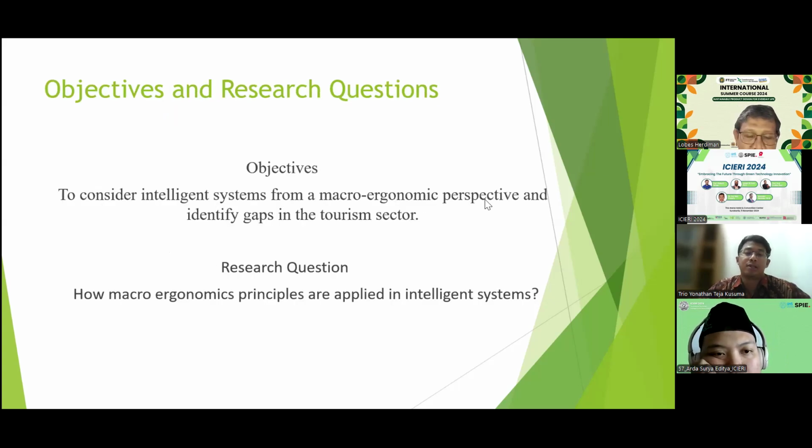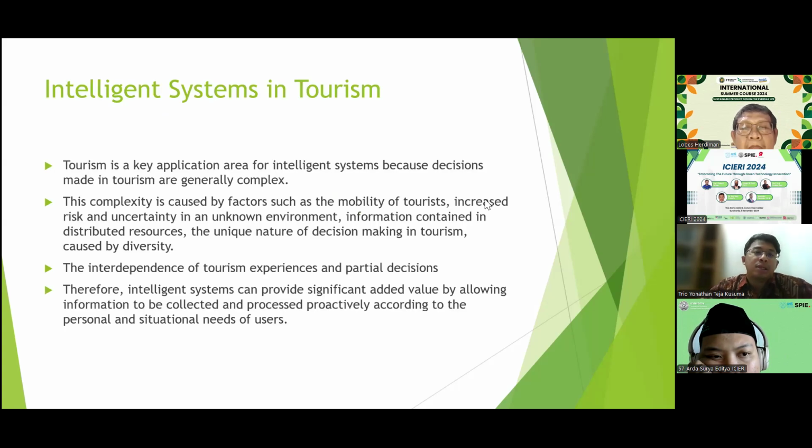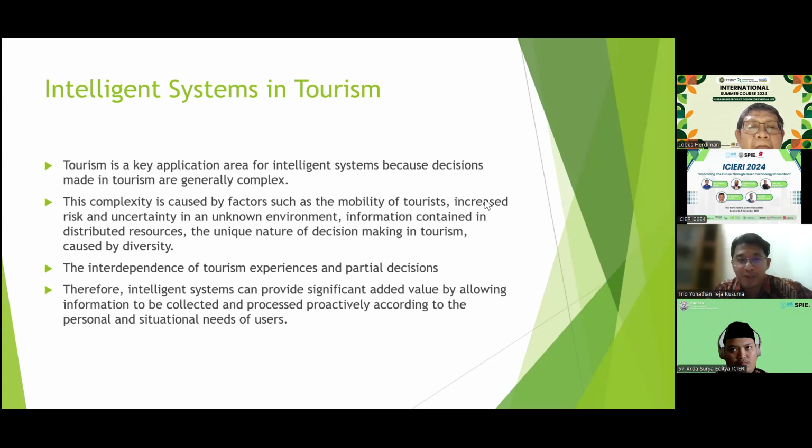This research has the objective to consider intelligent systems from a macroergonomic perspective and to identify gaps in the tourism sector. The research question: how are macroergonomics principles applied in intelligent systems? Tourism is a key application area for intelligent systems because decisions made in tourism are generally complex. There are so many tourist destinations, so it is complex to choose between one destination and another.